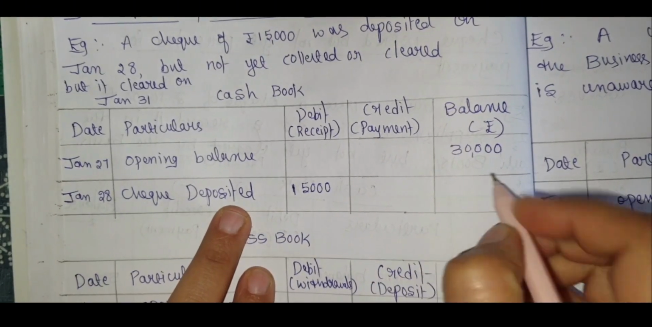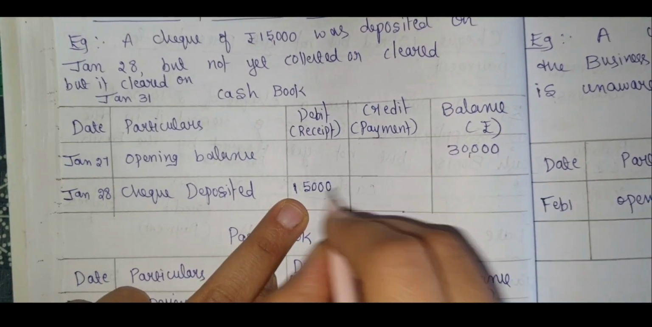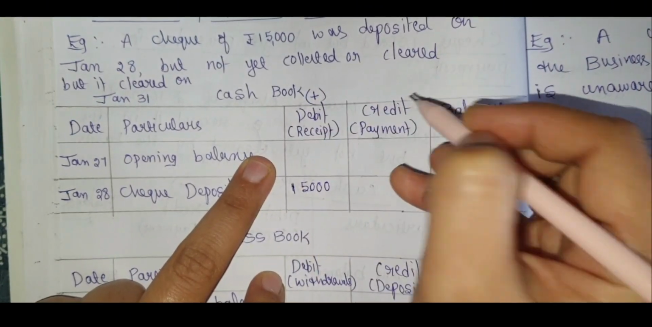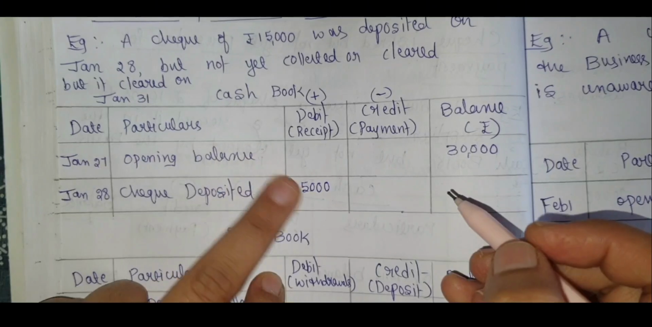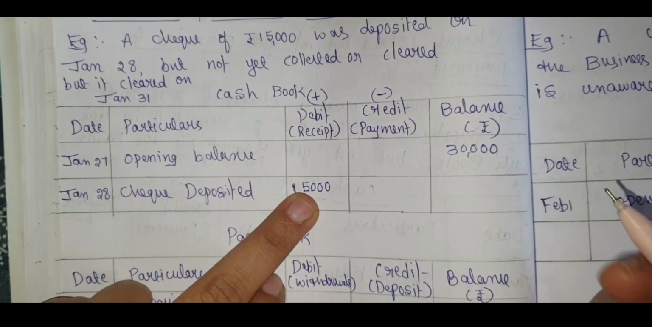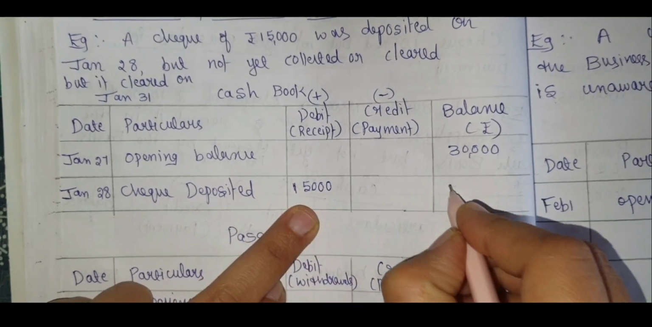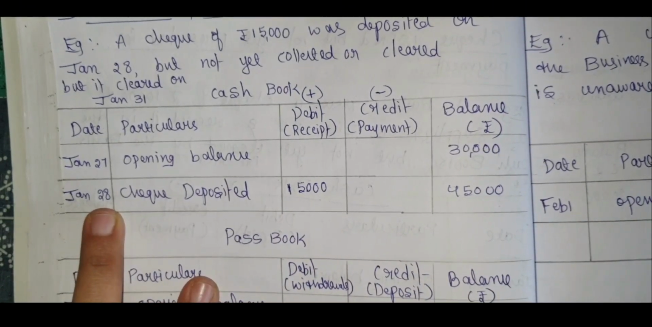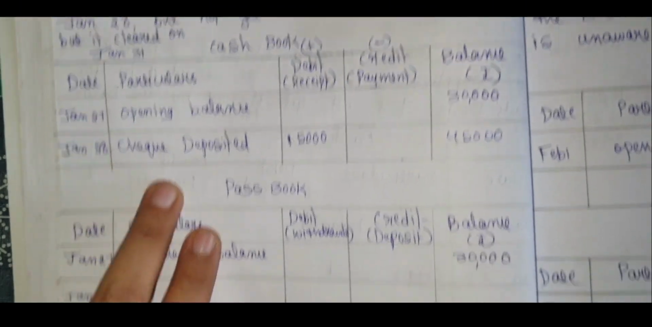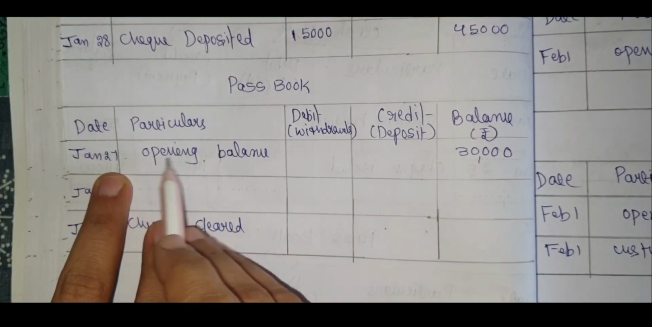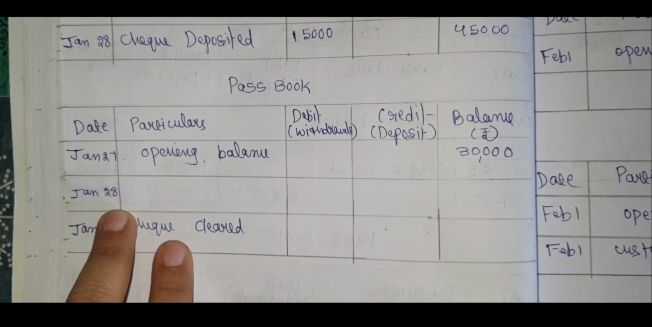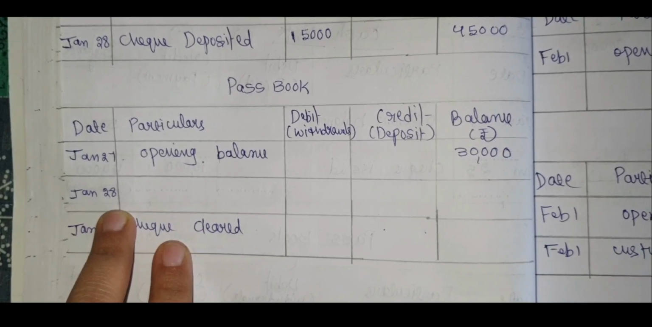So on Jan 28th our balance is 30,000 plus debit, means we have to add the receipts and we have to deduct the credit side, means all the payments. So 30,000 plus 15,000, that is rupees 45,000 is our balance on Jan 28th. Fine. Now see the passbook. On Jan 27 opening balance 30,000. Jan 28th, what happened? A check of rupees 15,000 was deposited on Jan 28 but not yet collected or cleared.